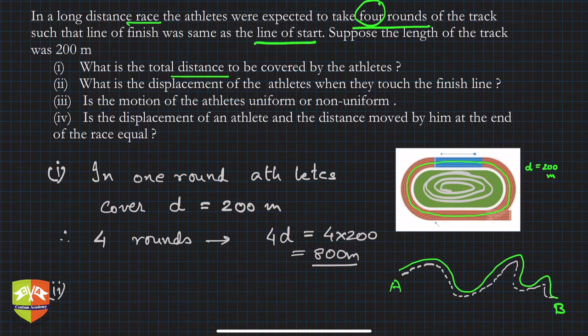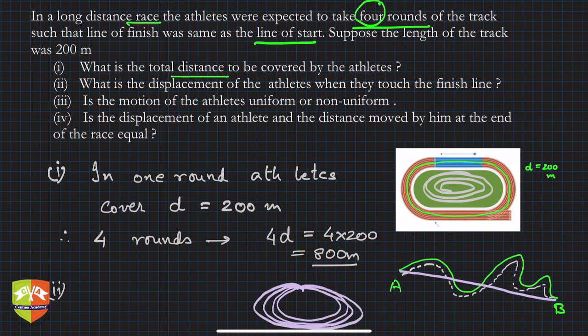Now the second question says, what is the displacement? And what is displacement defined as in physics? Displacement is nothing but the shortest distance between the final and initial position. In this case, if you see, the athlete starts from this point, goes for one full circle, then again goes for the second one, then the third one, and then the final fourth one, and comes back to the same place.